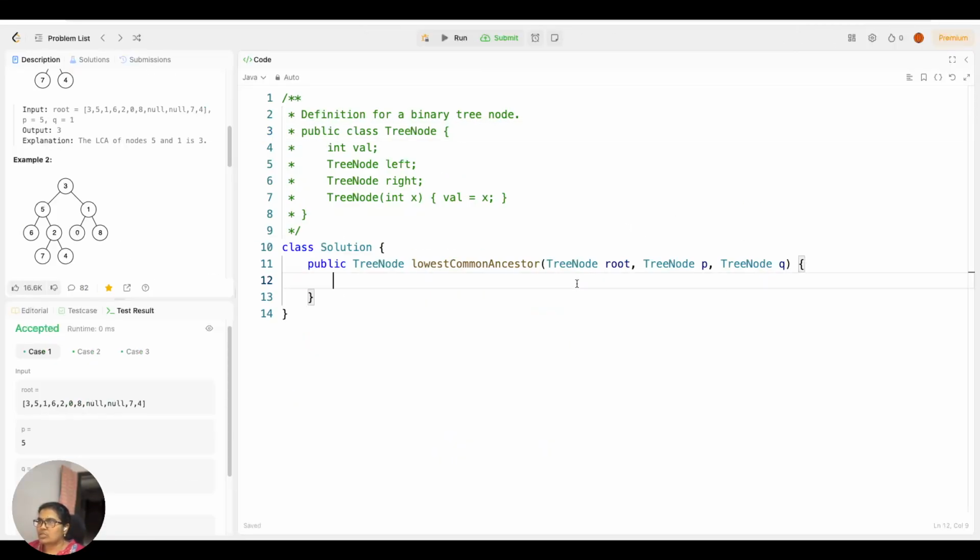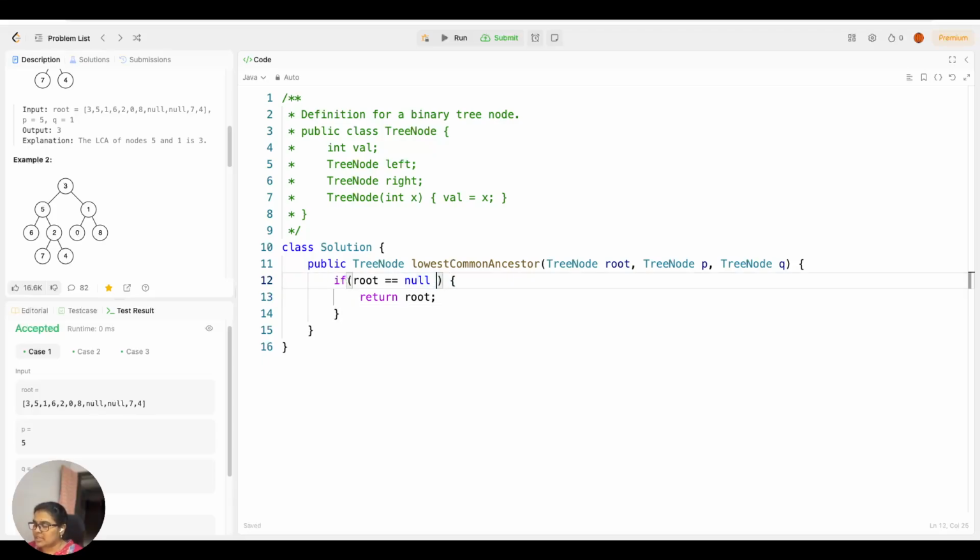Okay, so what we have is a root node which gives the root of the tree, a node P and node Q. So let's write the corner cases first. If root is null, there is nothing to do. Okay, we just return root.